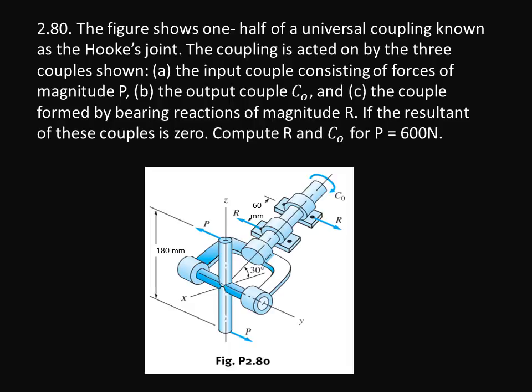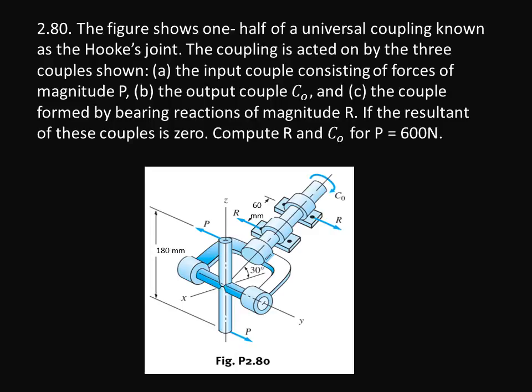We will be discussing the problem in Pytel's book at page 85, number 2.80. The figure shows one half of a universal coupling known as the hook joint. The coupling is acted on by the three couples shown.